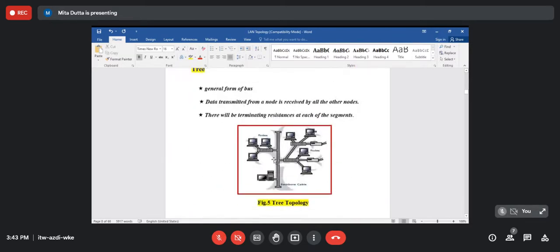Now this is the tree. This is again a general form of a bus, and this will be the main tree trunk or main backbone of the tree topology. And these are the branches, and the branches are terminated with the help of a terminator, which hasn't been shown here. And we connect the workstations like this, and when there is a fault in the main trunk, then the whole network is shut down.